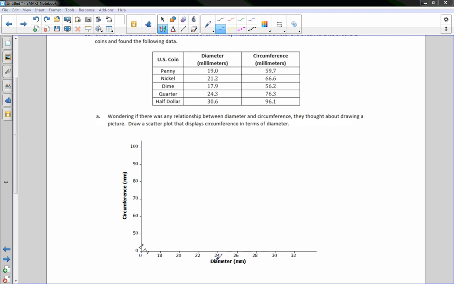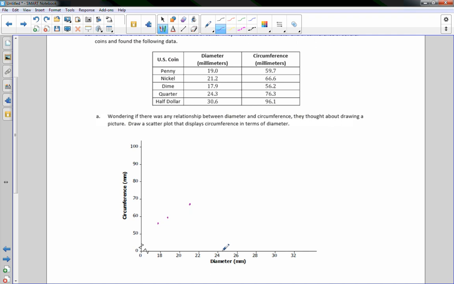So I have an independent variable, diameter. I have a dependent variable, circumference. I have a penny, nickel, dime, quarter, half dollar, diameter in millimeters, 19, which is halfway between 18 and 20, and just under 60 is about here. 21 is here, a little bit more, and then 66, so somewhere around here. And then we have 17.9, which is down here below 18, and 56.2, which is about here. Okay, so as you can see, it looks like they're in a straight line, so we need to continue.